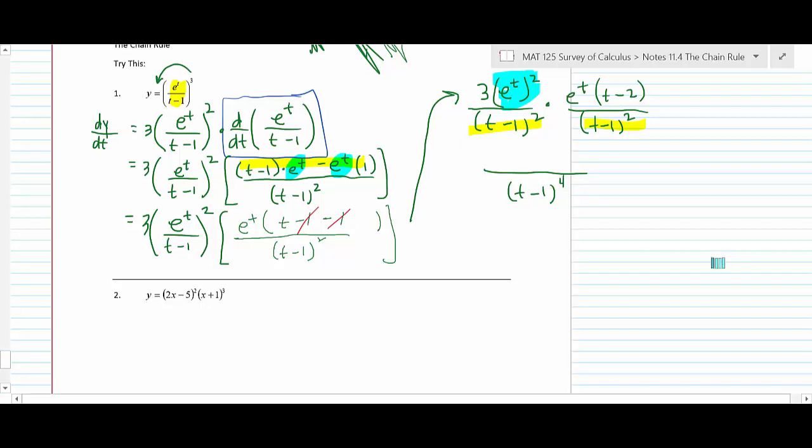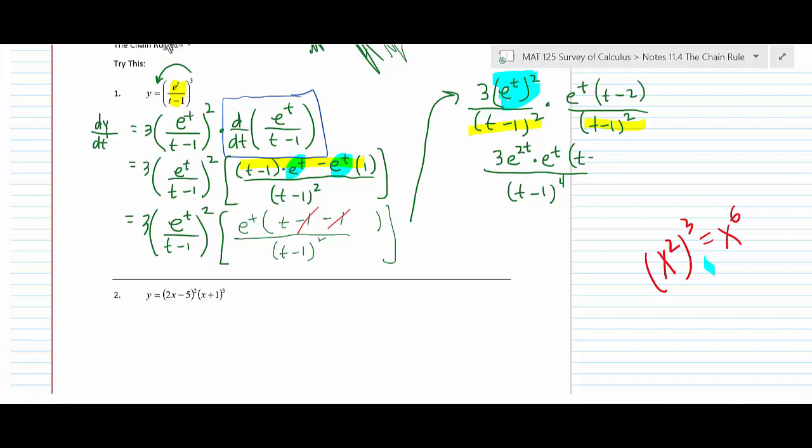Like if you had something like this, say there's little algebra issues. If you had x to the second to the third, that's x to the 6th. That's something you've done before. You need to recognize it. So what you would end up having is 3e to the 2t, okay, times e to the t times t minus 2, like that. And then there's probably one other little thing you could do. So I have that. And then this part right here, do you know what you can do with that?